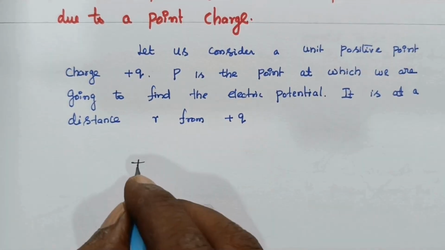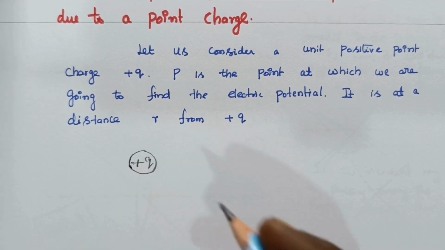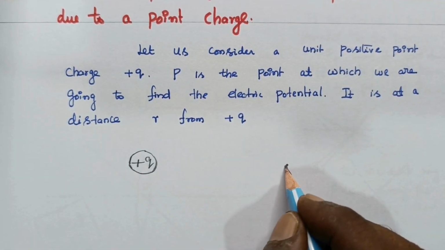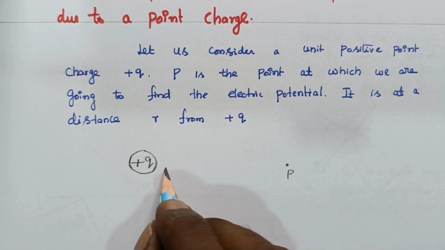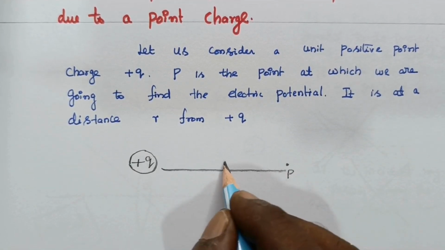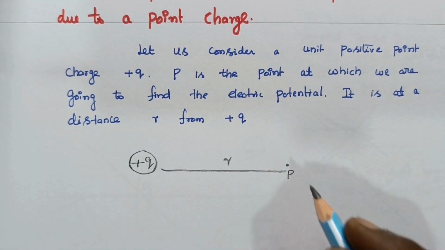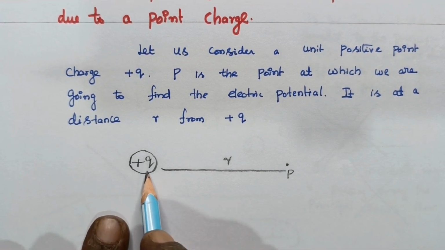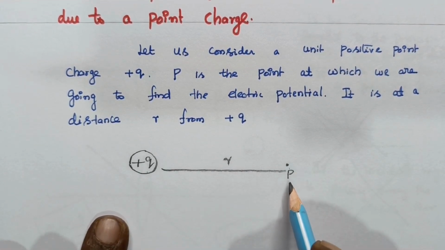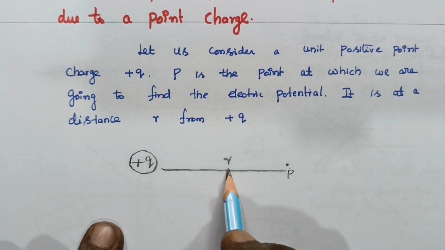அதாவது plus Q is the point charge and P is a point. This point is at a distance R from plus Q and at this point we are going to find the electric potential. அதாவது இங்கே plus Q ங்கிறது point charge, P ங்கிற பாயிண்டில் தான் நம்ம electrostatic potential கண்டுபிடிக்க போகிறோம். இந்த பாயிண்ட்டு R ங்கிற டிஸ்டன்ஸில் இருக்குது.